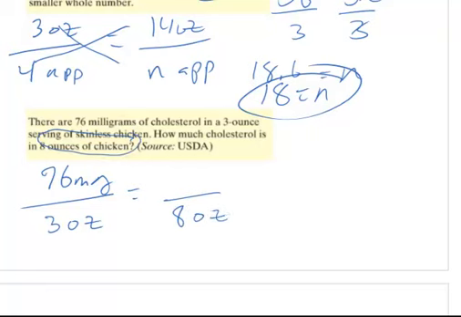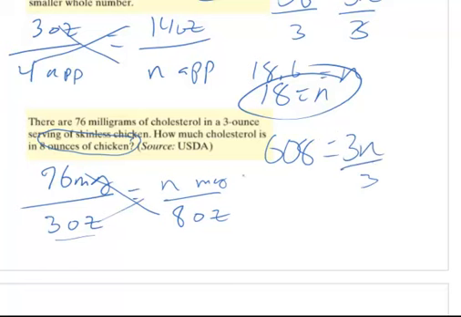So again, my ounces are going to go on the bottom because that's what I had right there. So here's my milligrams. My first step is cross multiply. 76 times 8 is 608. Oops. Let me get my eraser. And back in business. Okay, so 608 equals 3 times n, which is 3n. So I'm going to go ahead and divide both sides by 3.